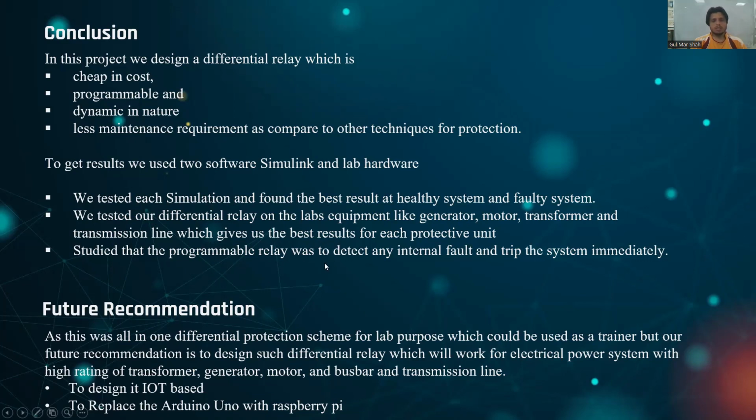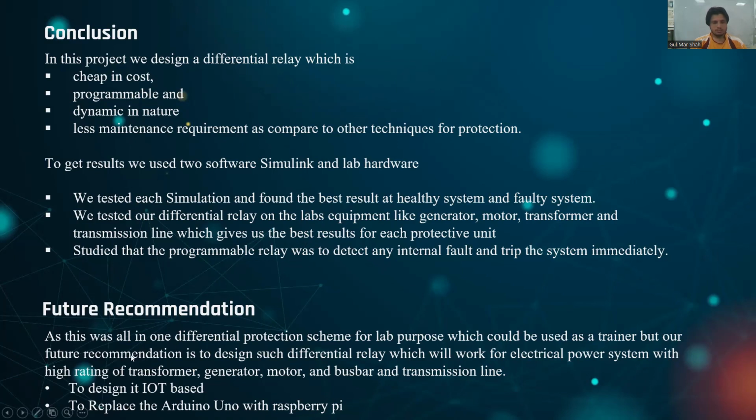The aim of the programmable relay was to detect an internal fault and trip the system immediately. We see that when any difference occurs, if the difference exceeds 0.05, the differential relay acts immediately and finds that there is a fault in the system, which is isolated with the help of the circuit breaker.